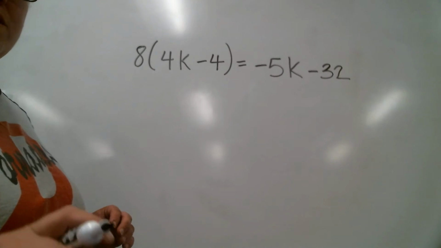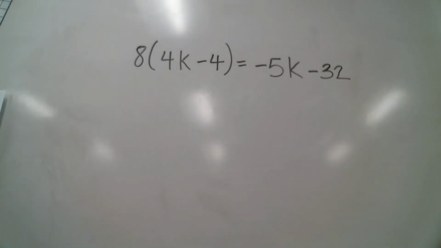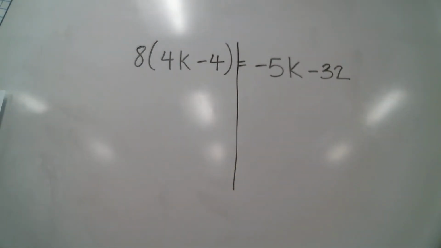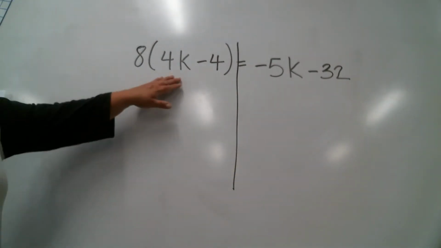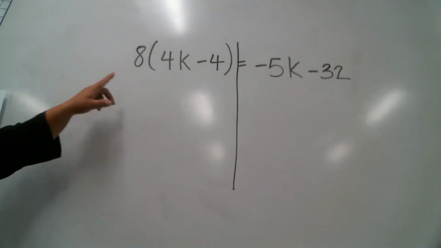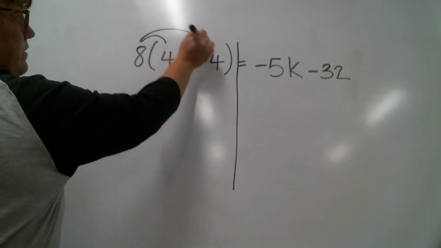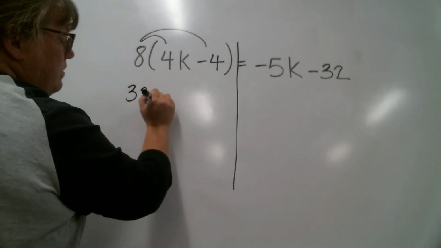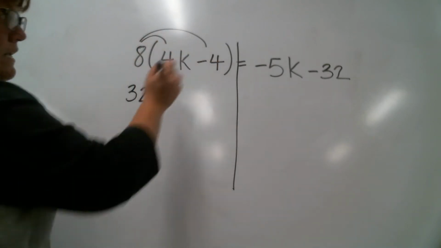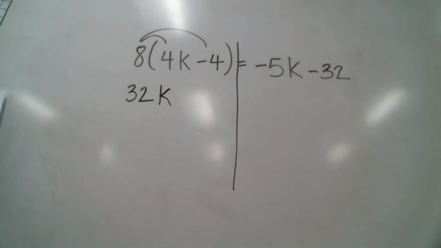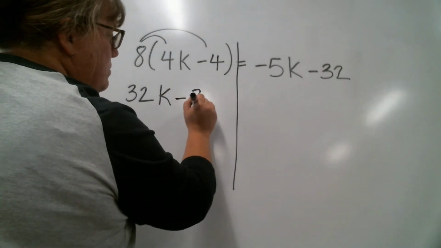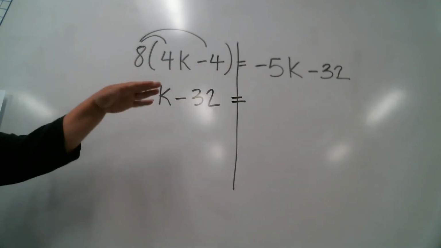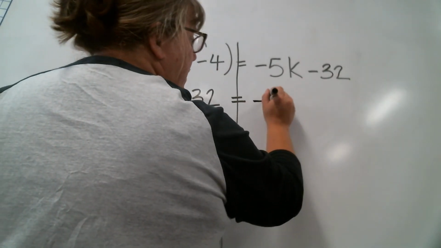Okay, go ahead and copy down this next one so you can practice with me. We're going to draw a line through the equal sign. And I see I do have distributive property right here to take care of. I need to distribute this 8 to everything in the parentheses. So 8 times 4k is 32k. And then 8 times -4 is -32. So I need to make sure I use a minus sign. Equals, and I'm just rewriting the rest. There's no other distributive property, so I'm just rewriting it for now.